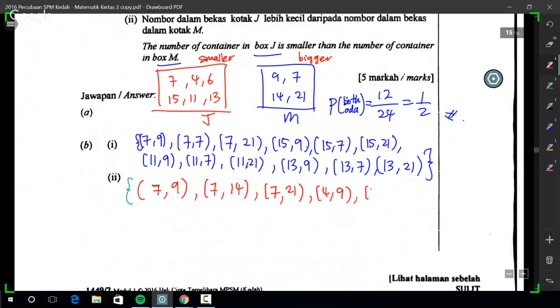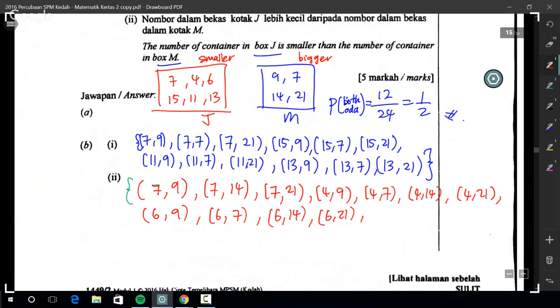Okay. And then 4 can be 7. And then 4 can be 14. And then 4 can be 21. Then we'll do the same thing for 6. Okay, 6 can be 9, 6 can be 7. There's so many things, and whoever comes out with this question just wants you to do a lot of practice.